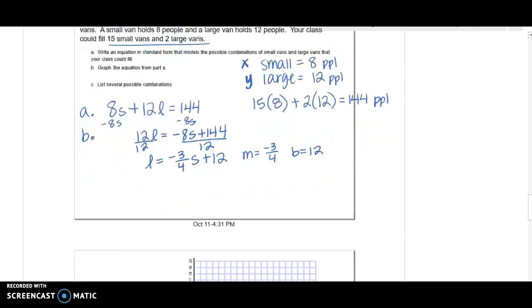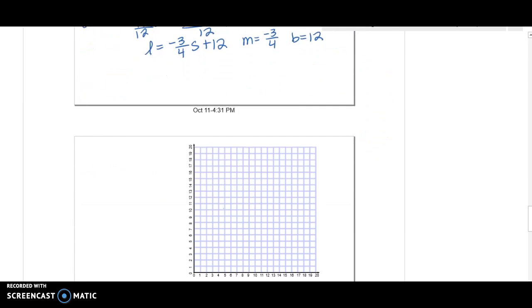I'm going to come down here and graph it. Okay, so my b is 12. I'm going to go to my y-intercept and hit 12. And then I'm going down 3, right 4. Down 3, right 4. Okay, I'm going to do that. I'm going to do my very best to be super precise.